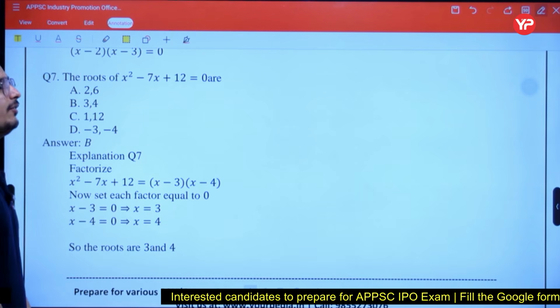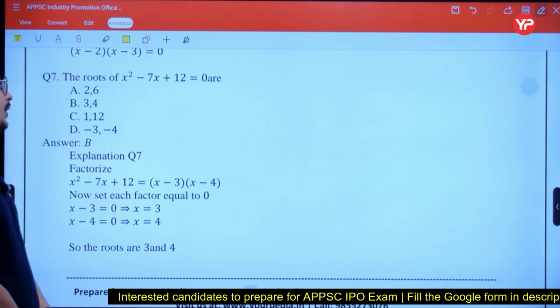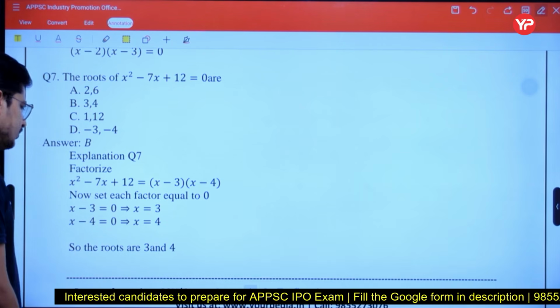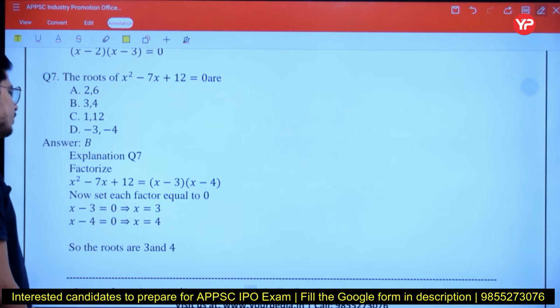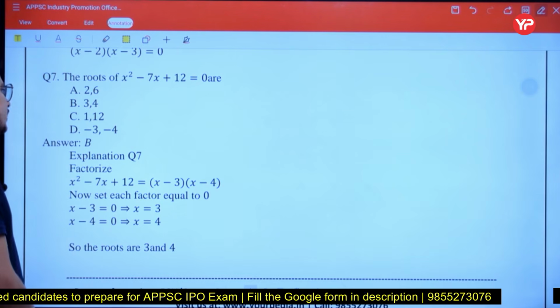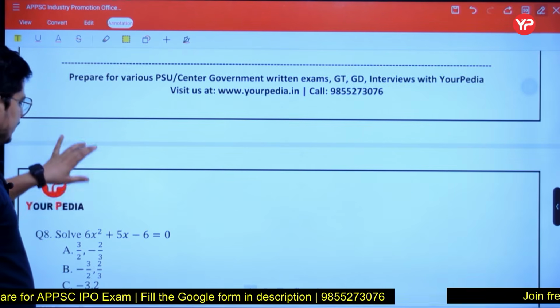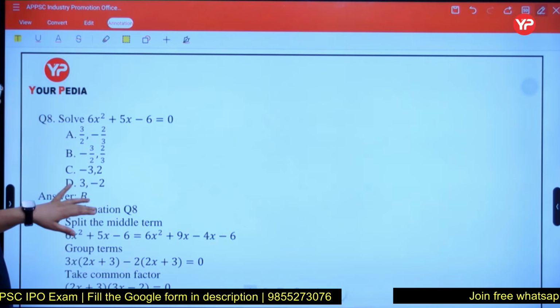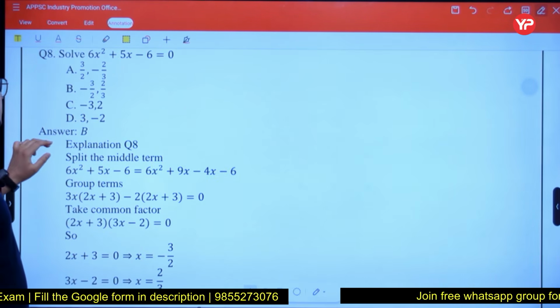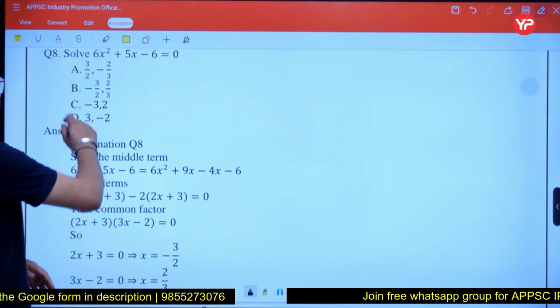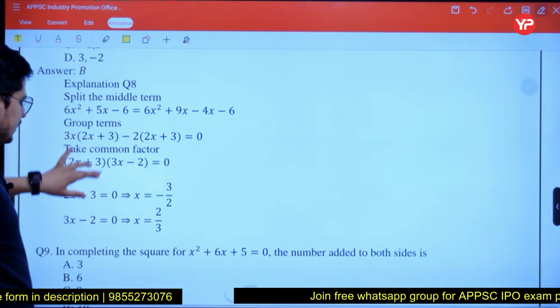So what we can do, we will take the factors of 12 whose sum is 7, then we will get the roots, sorry, 12 gives roots 3 and 4. We already did that in the slides, right? That answer is 3 and 4. We already did this quadratic equation also, right? The roots of that equation are minus 3 by 2 and 2 by 3.